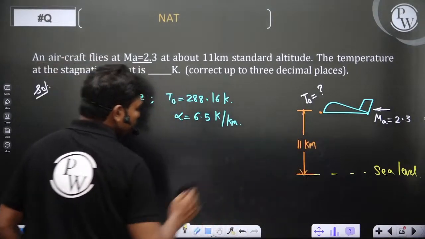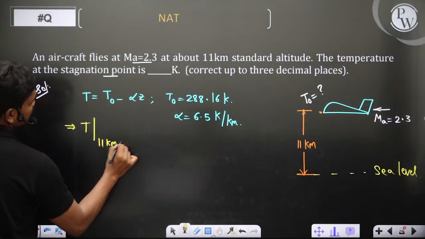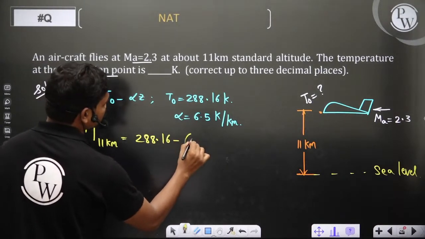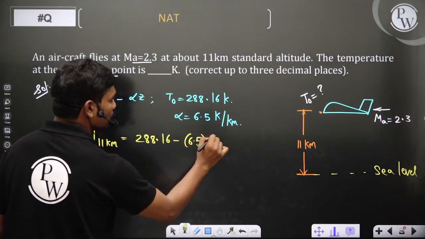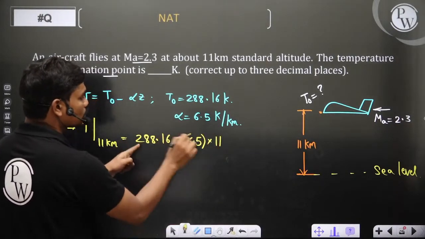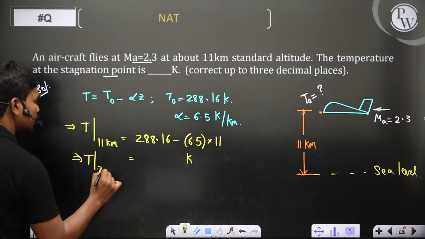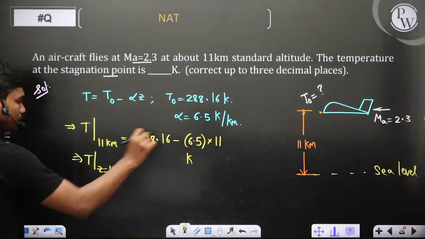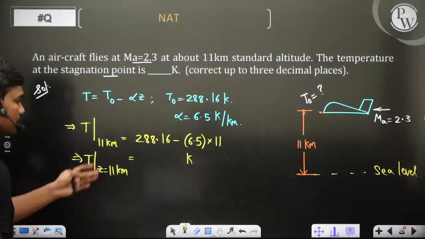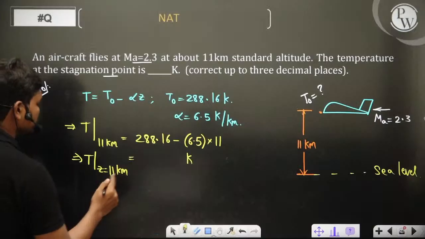So this gives you temperature at altitude of 11 kilometers is equal to 288.16 minus alpha, 6.5 Kelvin per kilometer. So let us put this also in kilometers, 11 kilometers, because this is per kilometer, so the total will be in Kelvin. So temperature at elevation Z equal to 11 kilometers is 288.16 minus 6.5 into 11, 216.66 Kelvin.